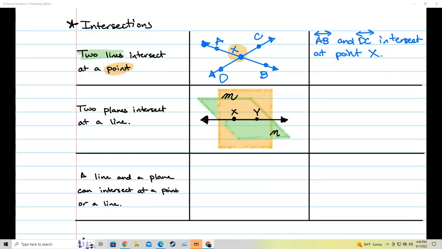And because of that, I can say plane M intersects plane N at line XY.